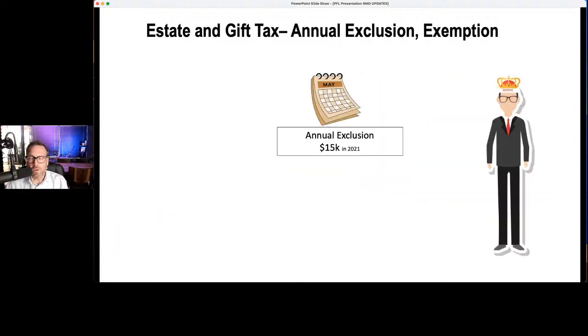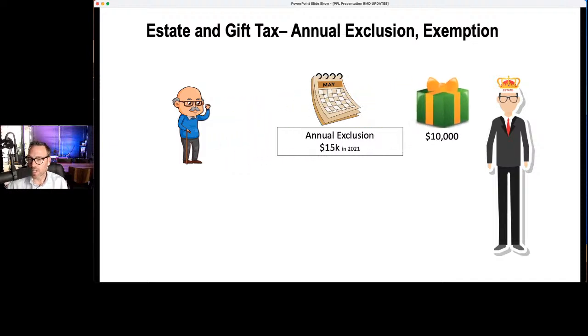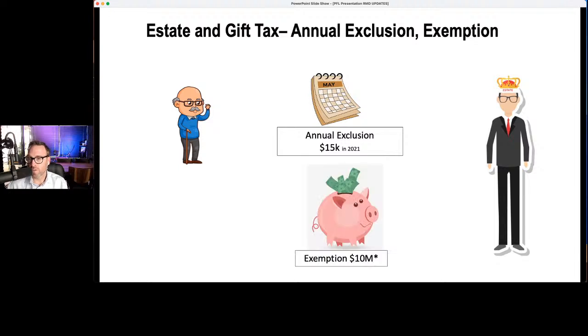Okay, annual exclusion. This refers to the amount that can be gifted per year without causing a gift tax return to need to be filed. That amount is currently $15,000 in 2021. So if dad wants to make a gift of $10,000, he makes the gift, and no gift tax return is necessary for that type of gift. Now, what if dad wants to make a larger gift? What if he wants to make a gift of over $15,000?